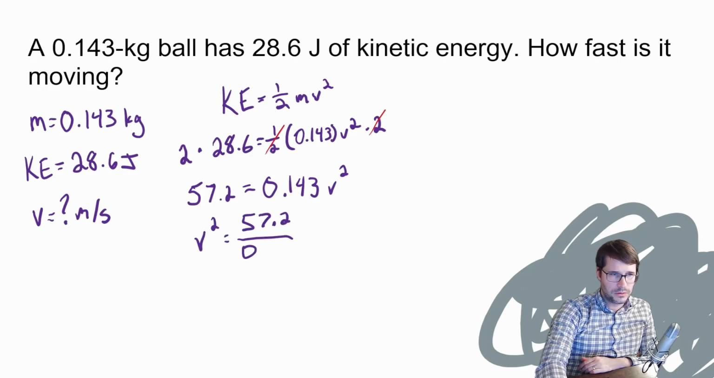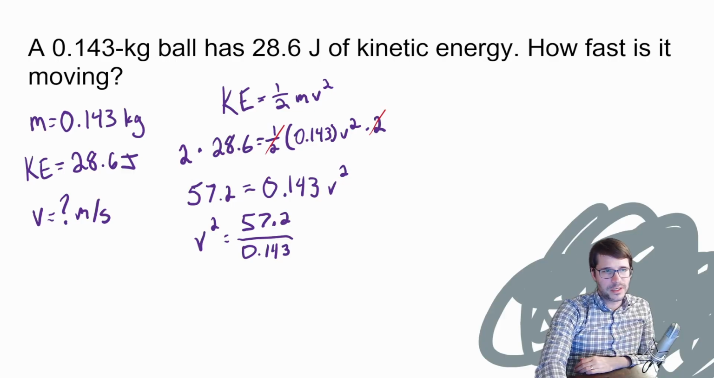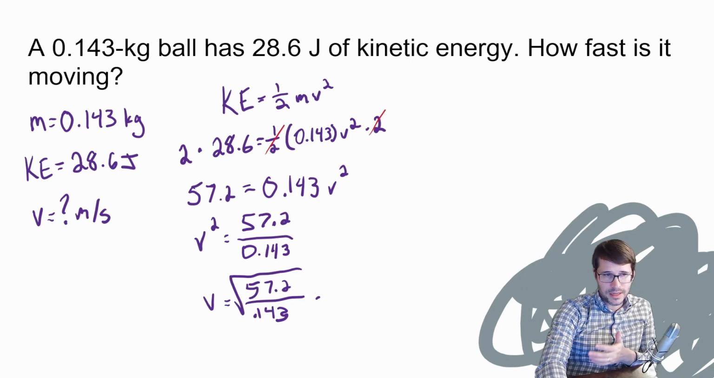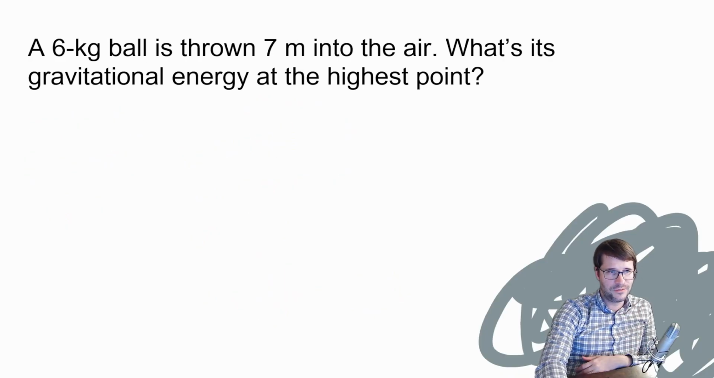And v squared is equal to 57.2 over 0.143. And since that's v squared, I want to know what actually v is, the speed. So I'm going to take the square root of both sides. And I get this. If you type that in on your calculator, you get 20 meters per second. So that is our second question with using the kinetic energy formula.